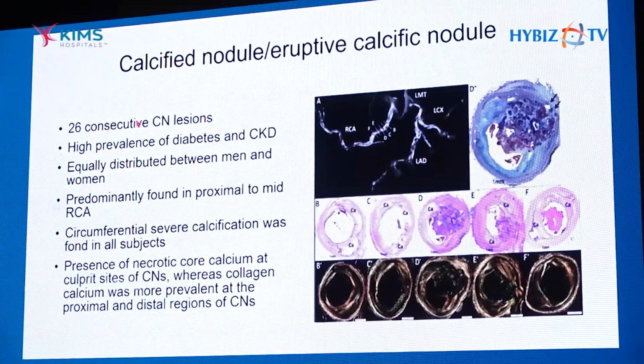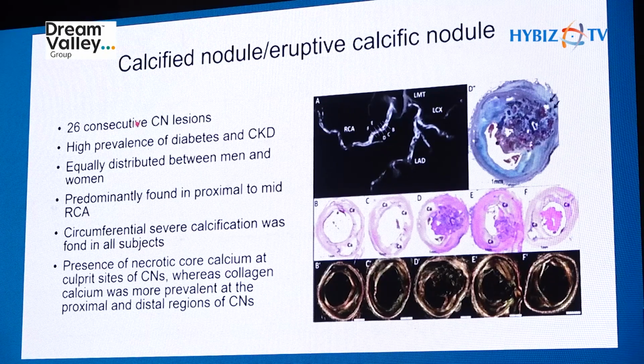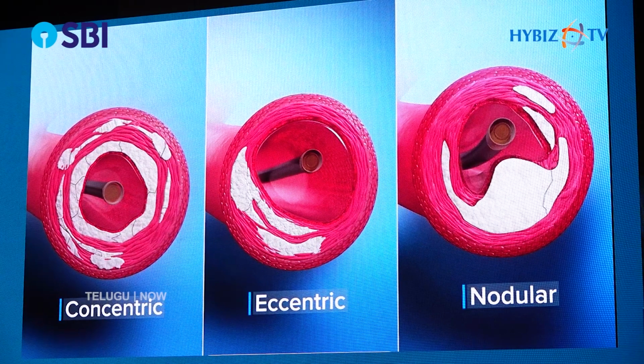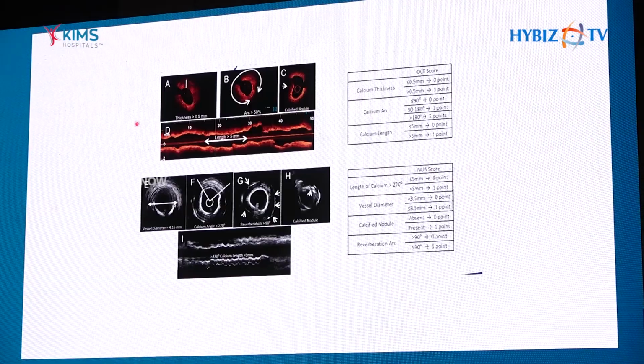In the 26 cases that have been highlighted, it is often seen in the tortuous artery, and a necrotic core is there. It is predominantly, as I said, in the RCA, and this is typically seen. So how will it be seen? This is an animated picture. We can understand there can be concentric calcium, eccentric or nodular calcium. And on imaging, the third picture is obviously the calcific nodule on OCT, and in IVUS the fourth picture.